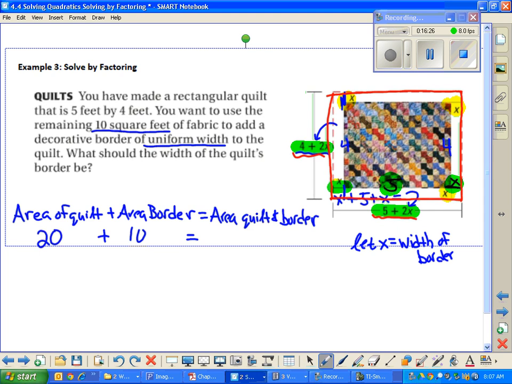And you folks know that the area of a rectangle is just length times width. So I'm going to do the new length times the new width. The new length in this case is 5 plus 2x. And the new width in this case is 4 plus 2x. So I just had to multiply those two things together to get the area of the whole thing. And then 20 and 10 on that left side does simplify to be 30.